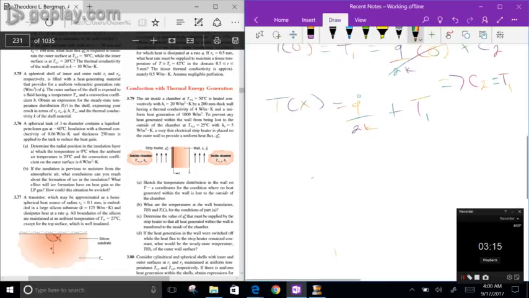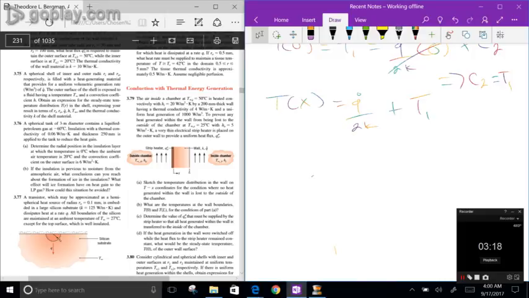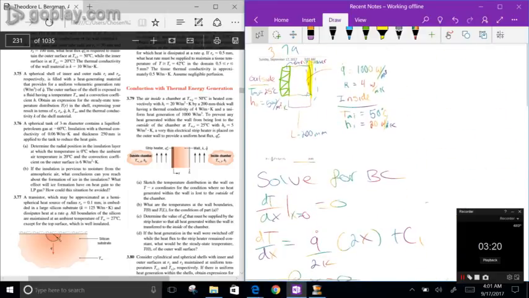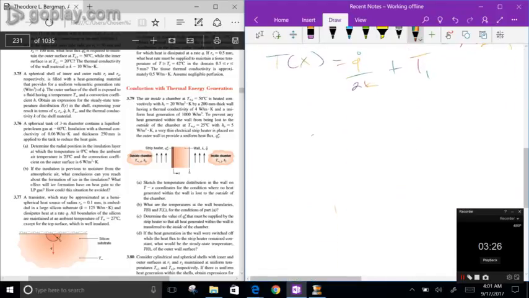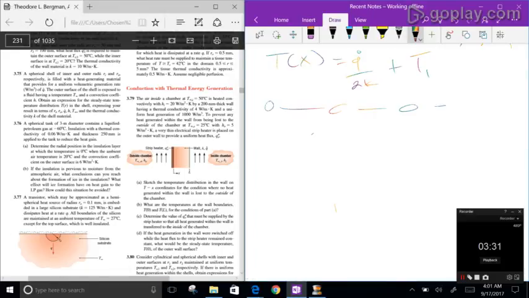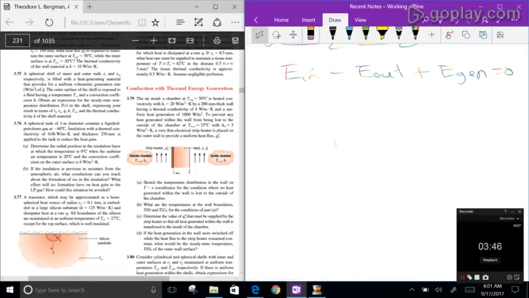Now we need to solve for T1. If we go back up to my picture, I'm going to do an energy balance around this wall, the one that's highlighted. So if we do E in minus E out plus E generated, it must be equal to 0. So there's nothing going into it.